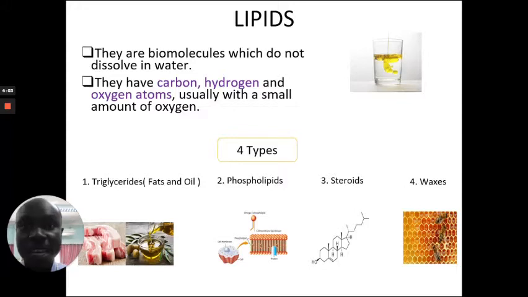There are 4 types of lipids. Number 1 is triglycerides, number 2 phospholipids, and number 3 steroids. Lastly, we have waxes.